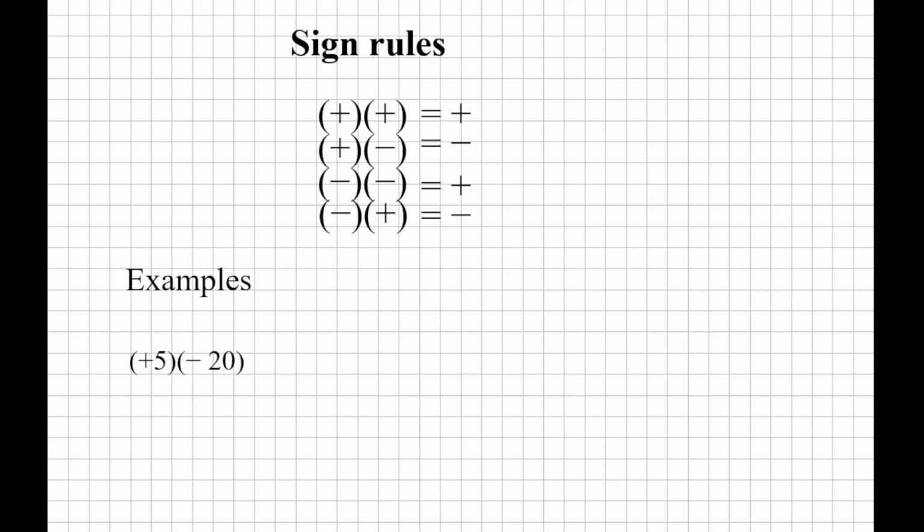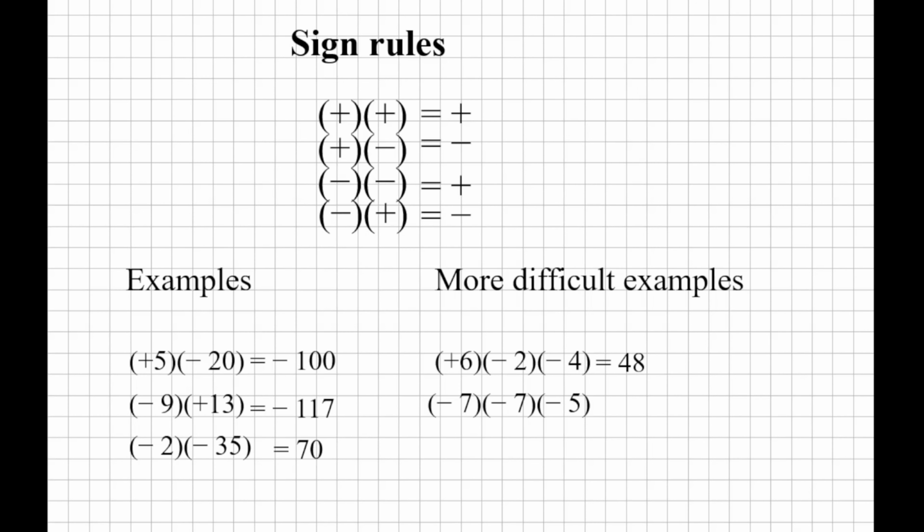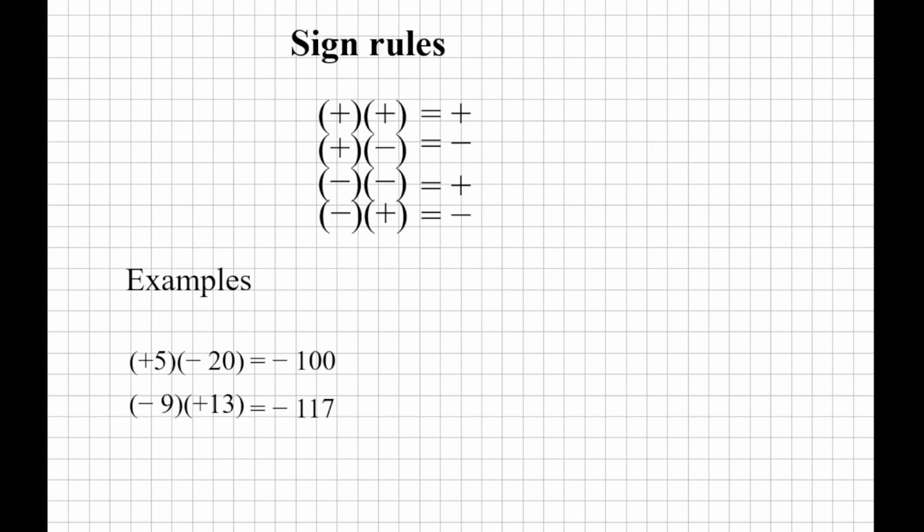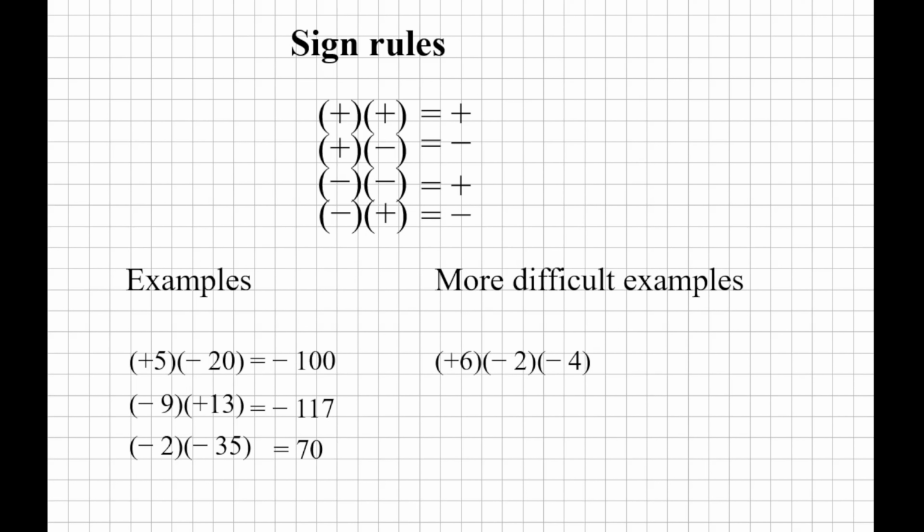5 times negative 20 gives negative 100. Negative 9 times 13 gives negative 117. Negative 2 times negative 35 gives 70. In this example, 6 times negative 2 times negative 4 gives 48. The result is positive because two negative numbers were multiplied. Negative 7 times negative 7 times negative 5 gives negative 245. The result is negative because three negative numbers were multiplied.